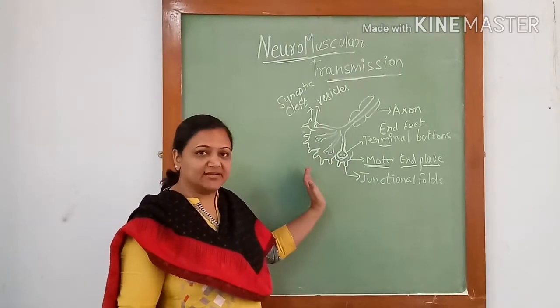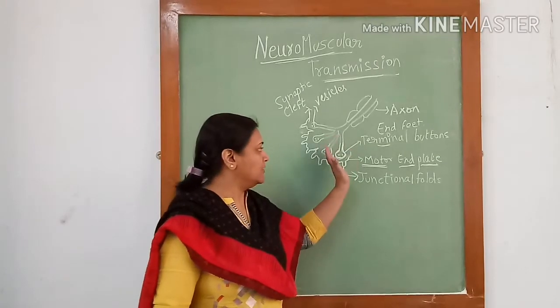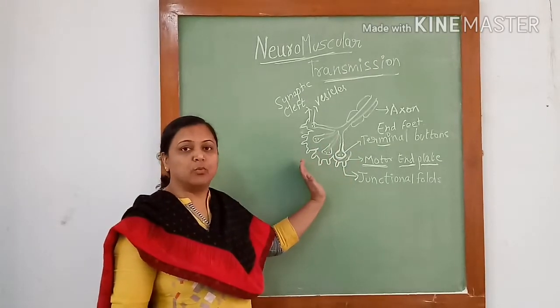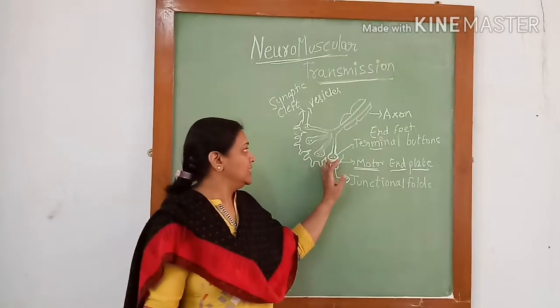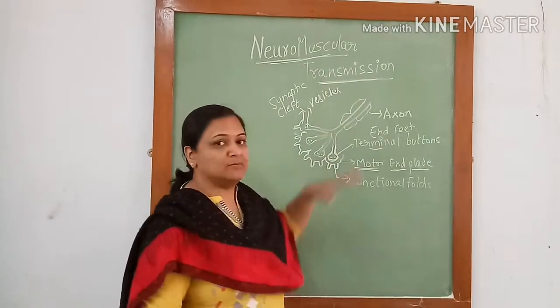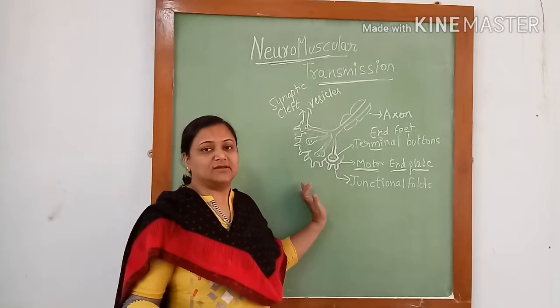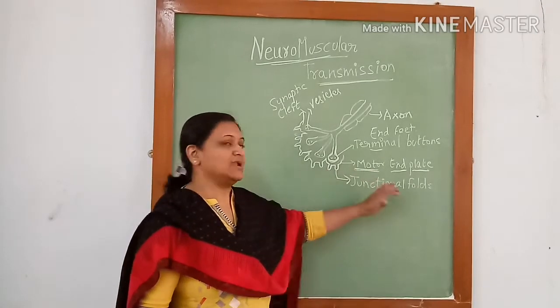In case of skeletal muscle fiber, one nerve fiber attaches to one muscle fiber. In case of smooth muscle fiber, the nerve fiber branches and forms connections with many muscle fibers.